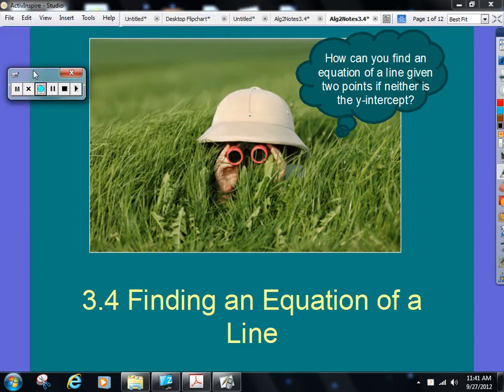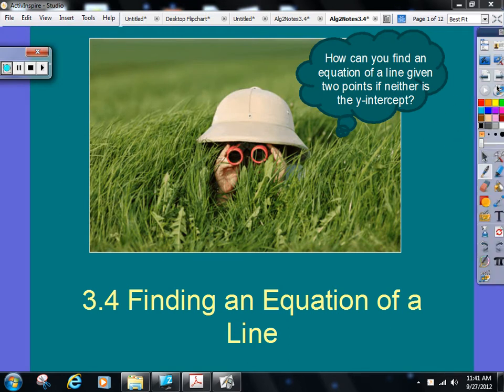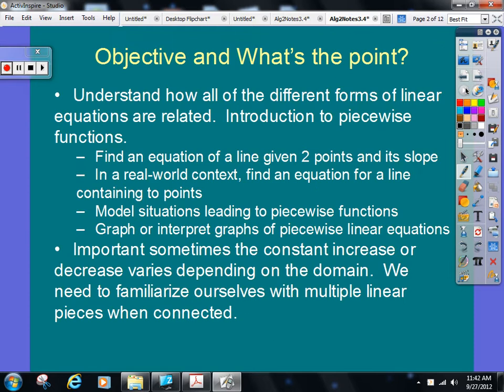Okay, here are your notes for section 3.4, finding an equation of a line. Your journal choice is right here for your pleasure. Objective and what's the point?